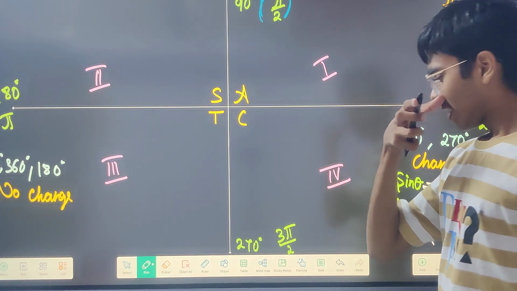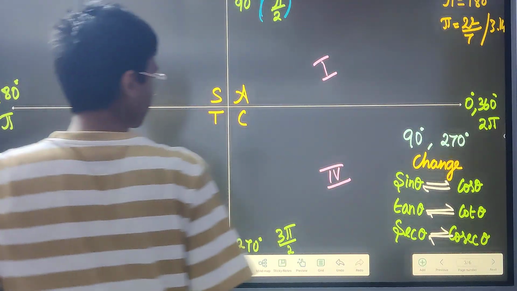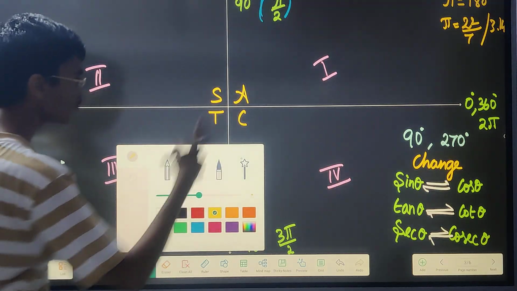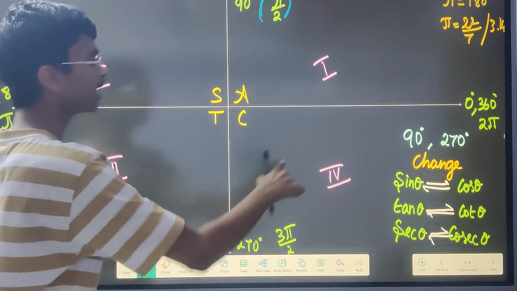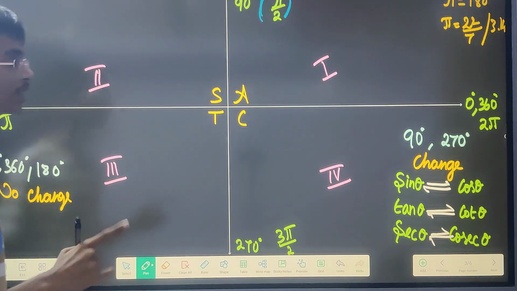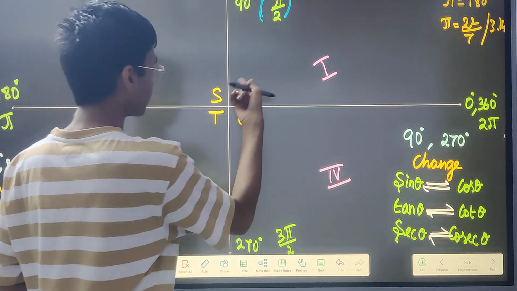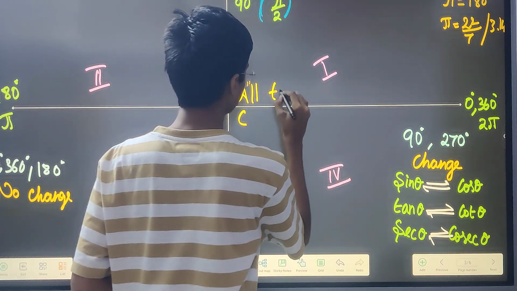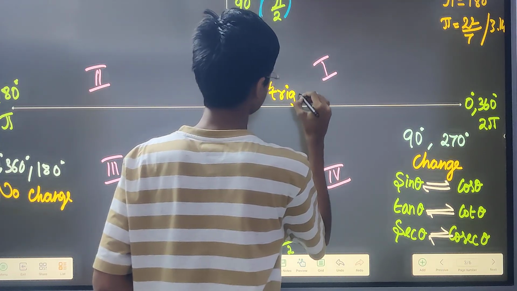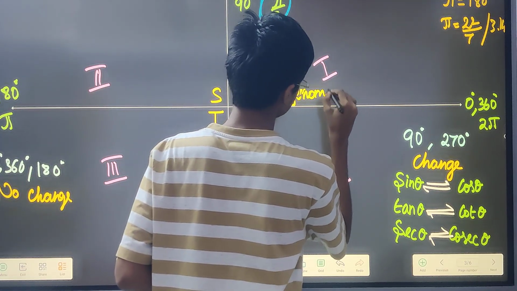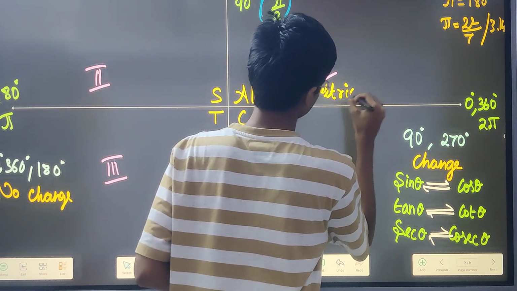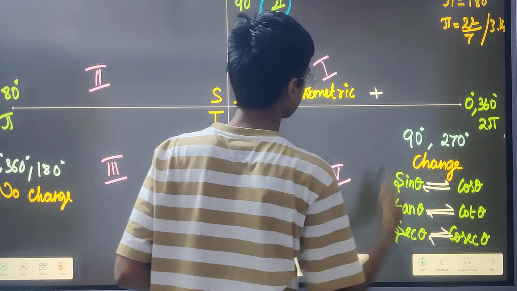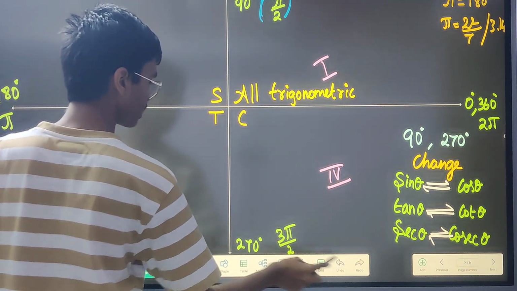I know till now a lot of things will be confusing. First we will complete all these shortcuts, then I will say how to use all of them. Then it will be crystal clear. Here all trigonometric values are positive. Which color can we use?